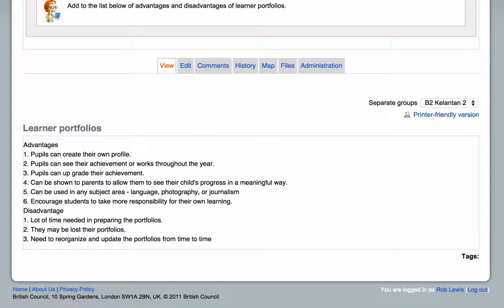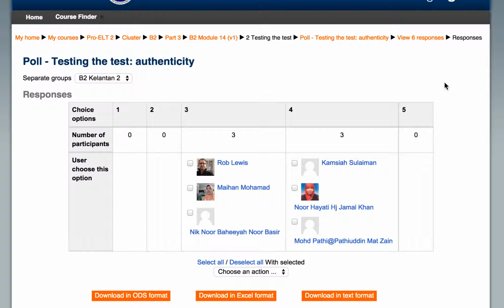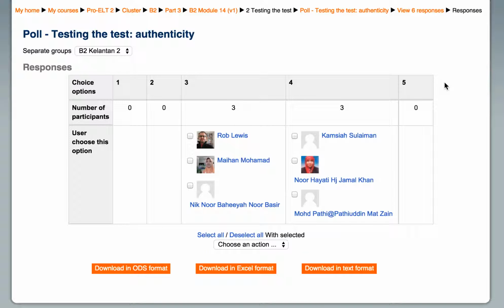The only other active part of this module really was the poll area, where we asked you two questions about testing and the testing you do in your schools. The first was about authenticity. How authentic are your tests?